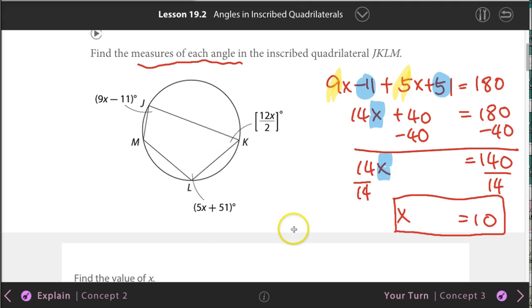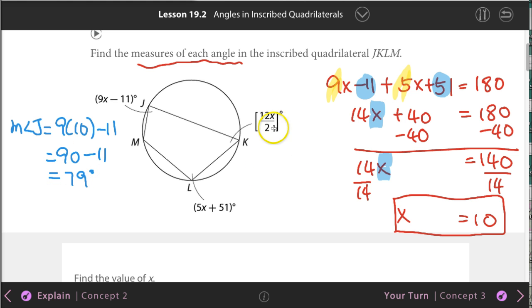So I'm gonna use a different color for that. Measure of angle J is going to be what? 9 times 10 minus 11, which gives me 90 minus 11, and that gives me 79 degrees. Now let's take a look at measure of angle K. And so 12 divided by 2 is 6, and 6 times x, which is 10, so that's 60 degrees.